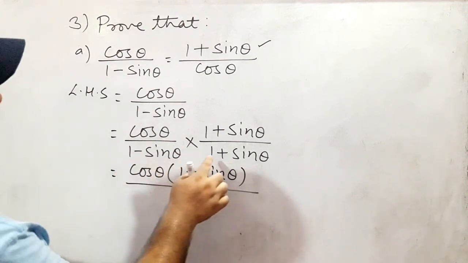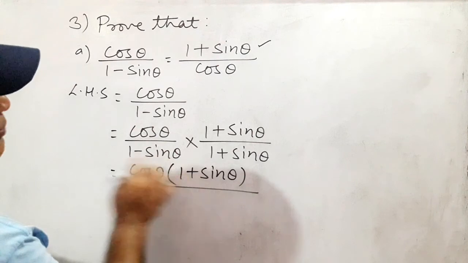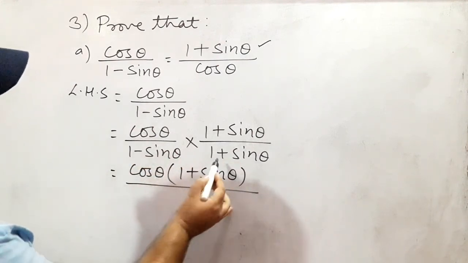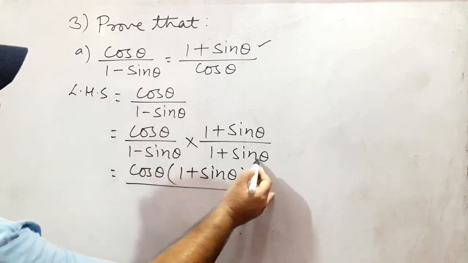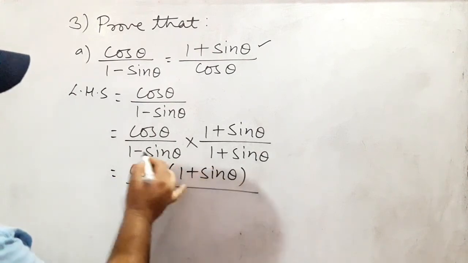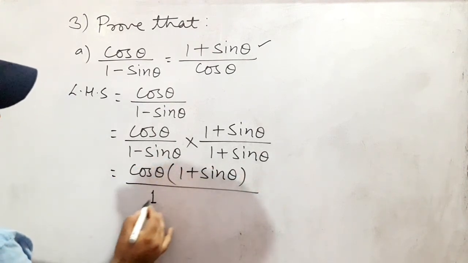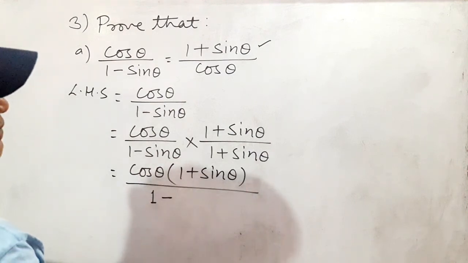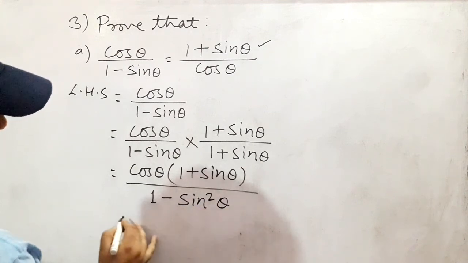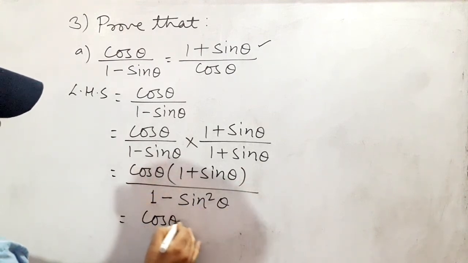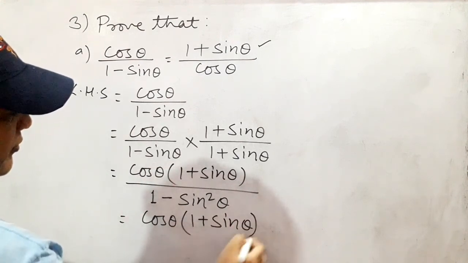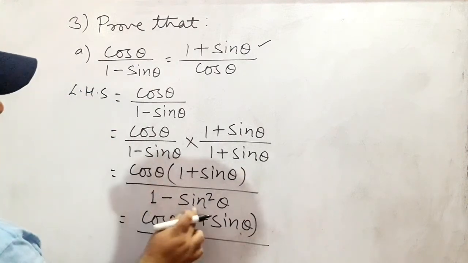They are in the form a plus b into a minus b. So a plus b into a minus b becomes a square minus b square. Here 1 is a and sin theta is b. So 1 plus sin theta into 1 minus sin theta becomes a square, that is 1 square, which is 1, minus b square, sin square theta. Cos theta into 1 plus sin theta, sorry, it is plus here, by 1 minus sin square theta.